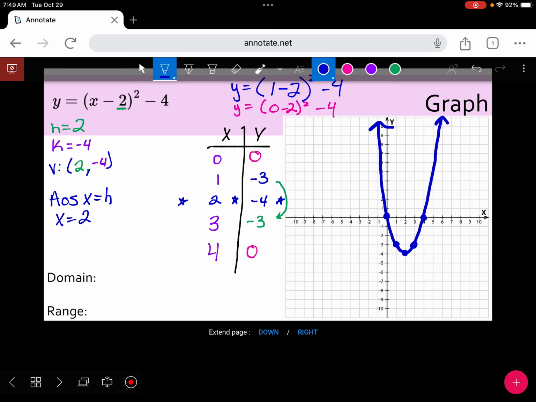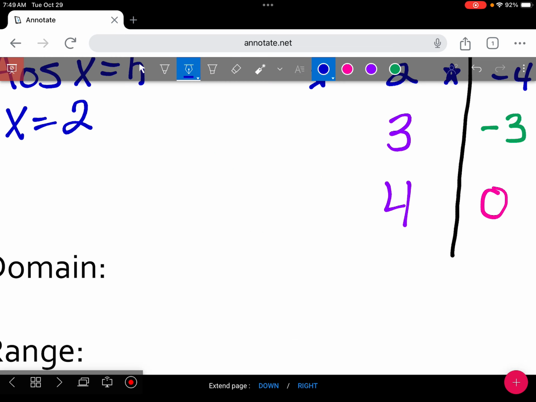So what is our domain of this function here? Positive infinity and negative infinity. But we're always going to do it from smallest to biggest, so I'm going to go negative infinity to positive infinity. That is how far left, how far right.